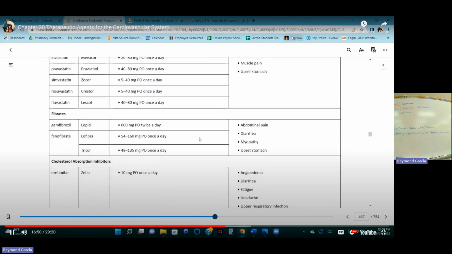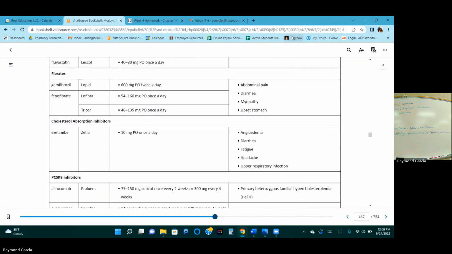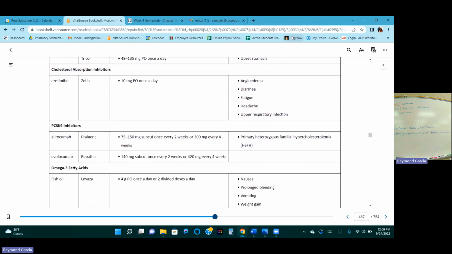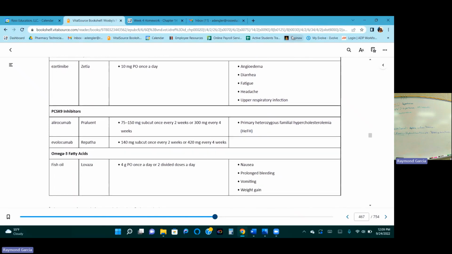Fibrates like gemfibrozil and fenofibrate. The only cholesterol absorption inhibitor, Zetia. PCSK9 inhibitors like Praluent and Repatha.